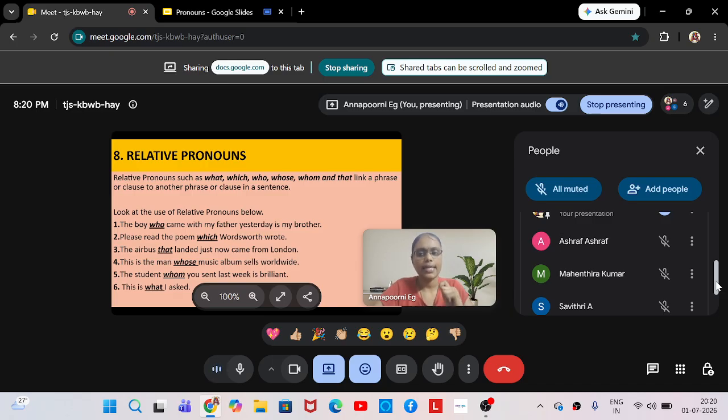So here you can see what, which, who, whose, whom, and that. These six words are the relative pronouns, and these six words are used in the middle. To speak about human beings, we are using who, whose, and whom. But for non-living things, we are using what, which, and that. For the poem, we said, please read the poem which Wordsworth wrote. The Airbus that landed just now. The Airbus is a non-living thing. So that's why we wrote the Airbus that landed just now came from London.